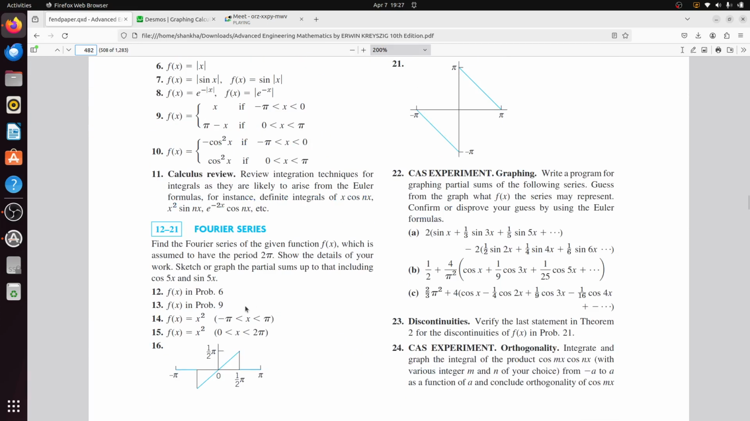Next we will try to determine question number 15.